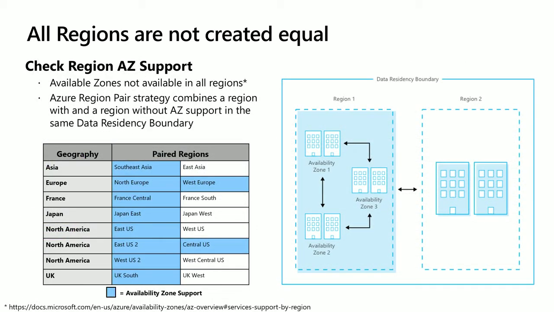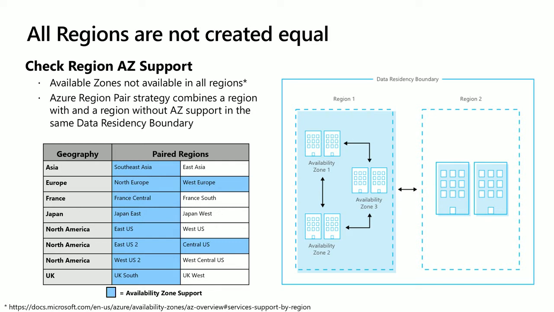Second, check to see if the regions that you're targeting support availability zones. Not all regions support availability zones today. You can see in the table there, we've got it set in the first column, the geographies or data residency boundaries. And then in the other 2 columns, the column in blue represents the regions that currently support availability zones, and the white are the ones that don't support availability zones today.